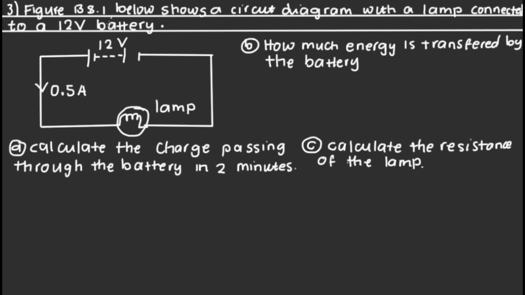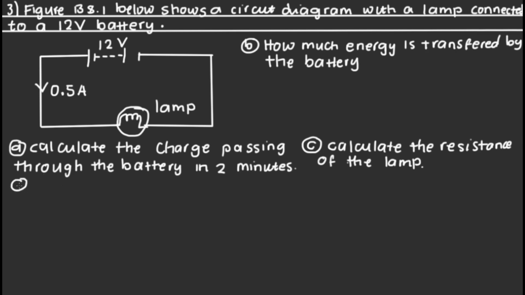Figure B8.1 below shows a circuit diagram with a lamp connected to a 12 volts battery. Right, so we have the first question where we are told to calculate the charge passing through the battery in 2 minutes. So it's very important to understand the data that you are given. In our case, we have 0.5 as our current, 12 as our voltage, then we also have time in minutes. So what is the symbol for charge?